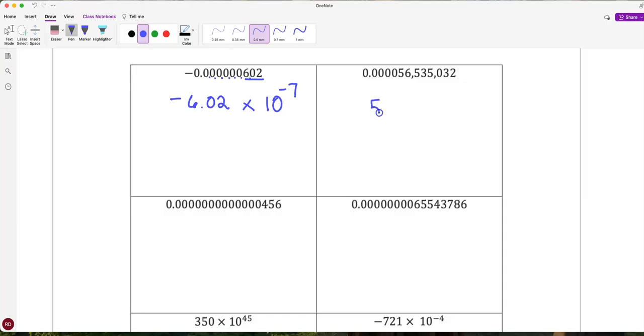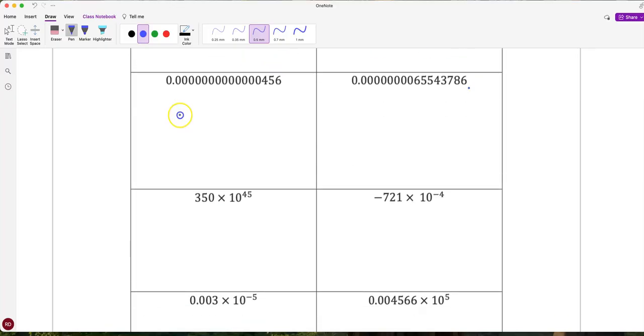Here the number would be 5.65. 1, 2, 3, 4, 5. If I made it larger by 5 powers of 10 to get back to the original, I would make it smaller by 5 powers of 10.